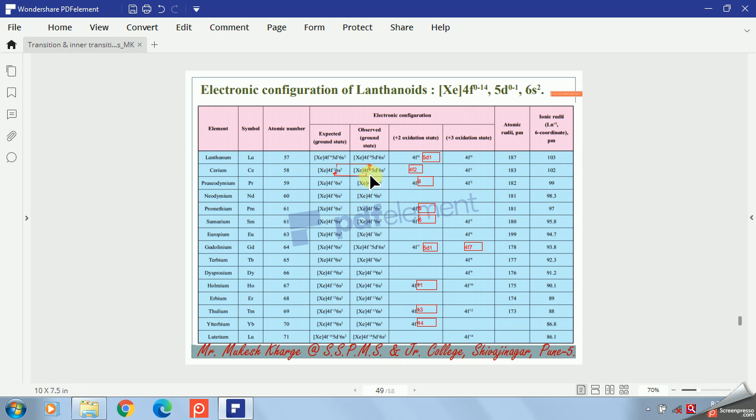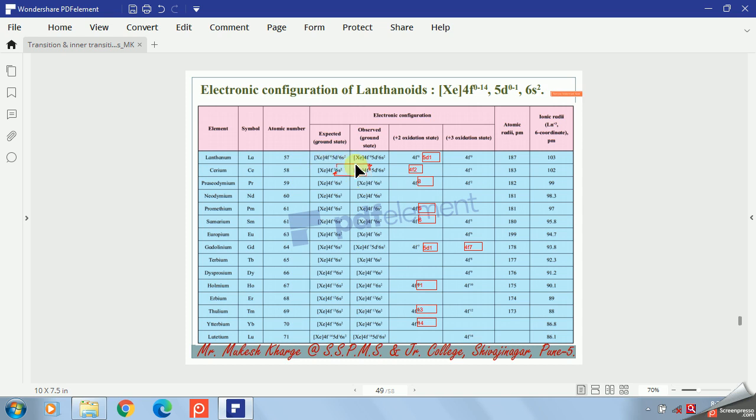But as it is an f-block element, the one electron is not added in 5d; that electron is also added in 4f. So the correct, or observed, electronic configuration is xenon 4f2 6s2. Two electrons are added in 6s and the remaining two electrons are directly added in 4f. So that is the correct electronic configuration.